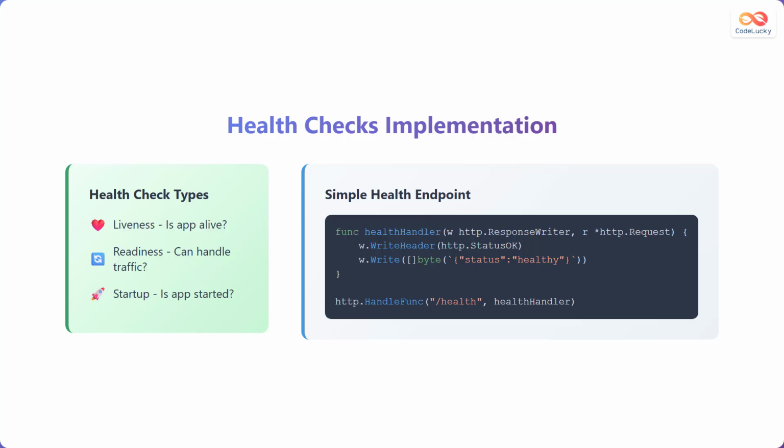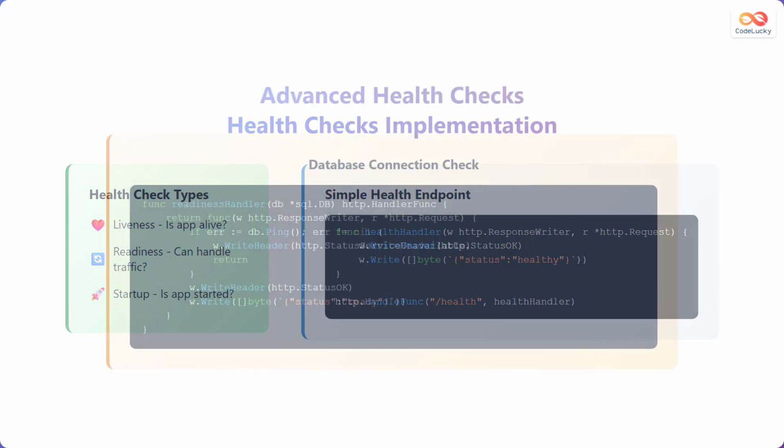The basic implementation shows a simple health handler that returns HTTP status OK with a JSON response indicating the service is healthy. This handler can be registered on the /health endpoint. Most orchestration platforms, like Kubernetes, can use this endpoint to monitor your application's health and make scaling or restart decisions automatically.